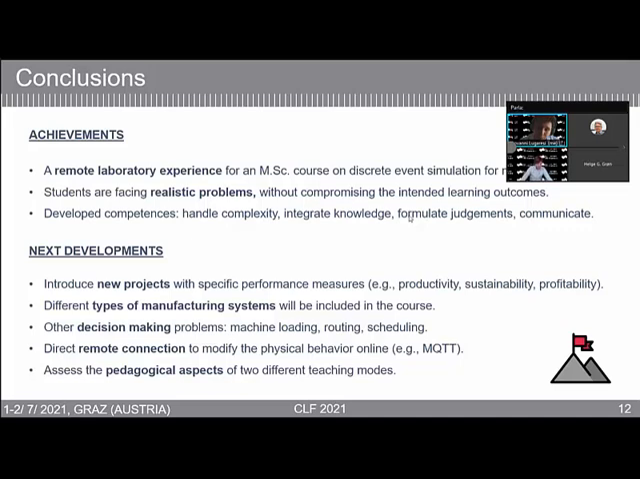In the future, we plan to, of course, extend the new projects. We do one per year, typically, and we typically change the type of manufacturing system that the students need to analyze. And if we had to come back to a remote connection, we can also try to implement some of the approaches that the colleagues showed before. For example, the direct remote connection to the components of the system, to let the students directly modify the behavior without a supervisor's assistance.